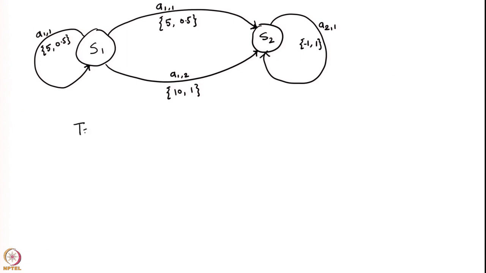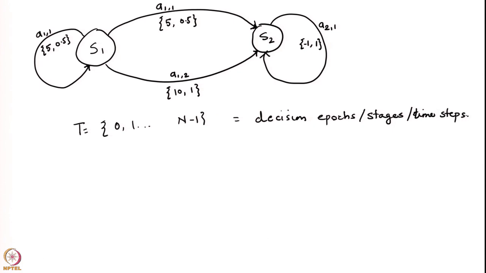So, the decision epochs for us are going to be therefore 0, 1, 2, up until n-1. These are our decision epochs or stages, the time steps at which the decisions are being made. The states that the system can be in are S1 and S2. The actions that one can take are dependent on the state itself. So, AS1 is the set of feasible actions in state S1. So, AS1 is A11, A12. AS2 is the set of actions available in state S2. So, that is A21.